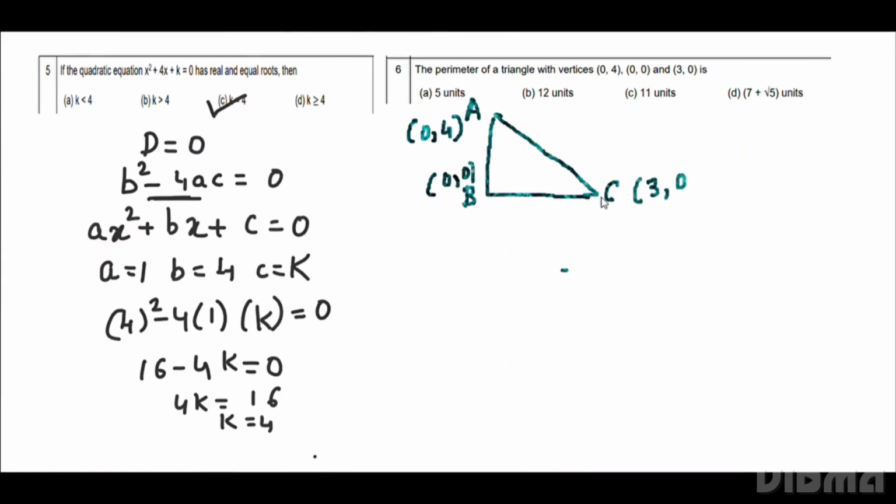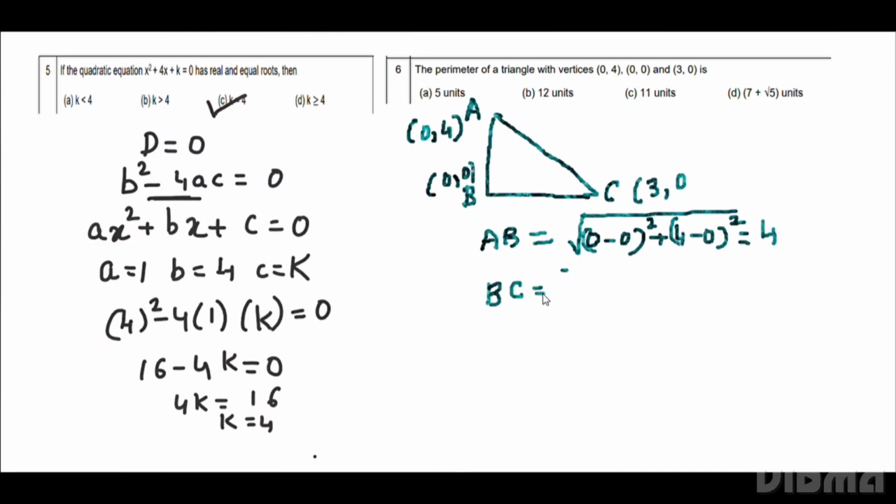So let us find AB. You can find it using the distance formula. So you will get this as under root of 0 minus 0 the whole square plus 4 minus 0 the whole square. So under root of 4 square, that is 4. Now if I tell you to find BC, you can find again using the distance formula, 0 minus 0 the whole square, and you will get 3 minus 0 the whole square. Again this would be 3.